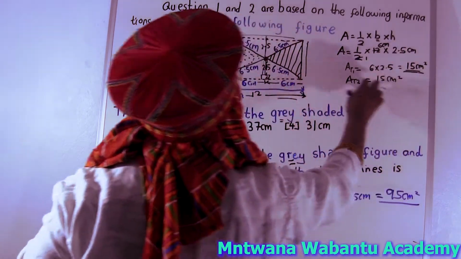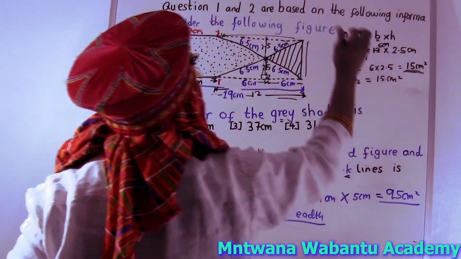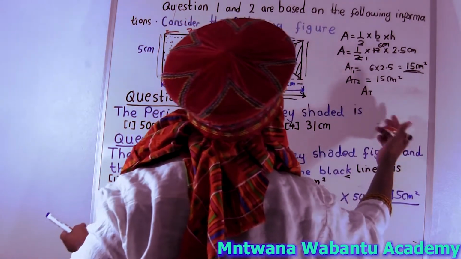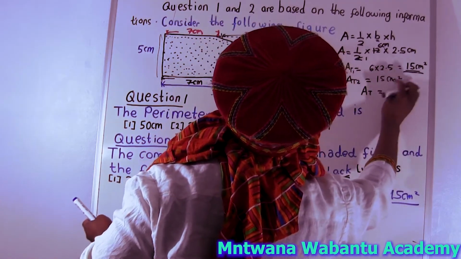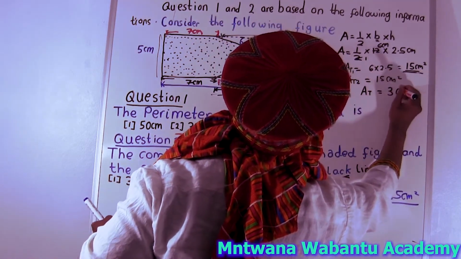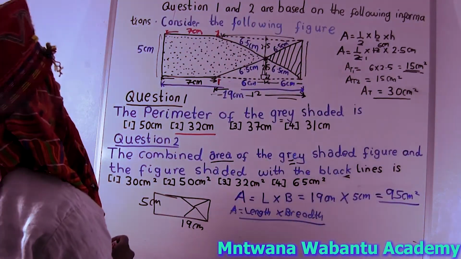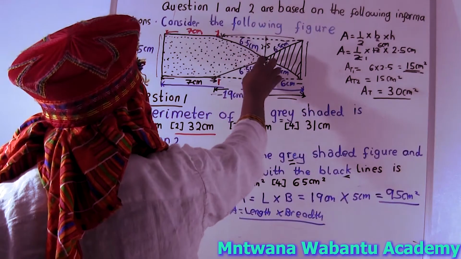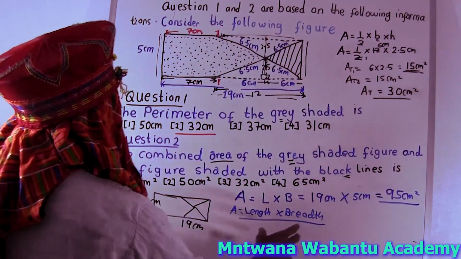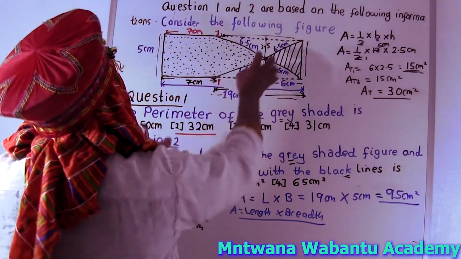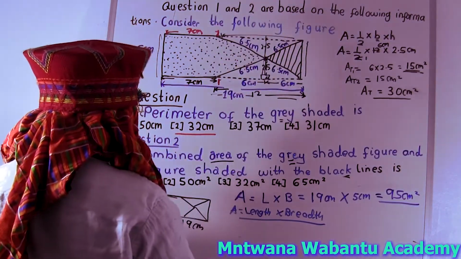So we can add these two. The area of the two triangles together equals 15 plus 15, equal to 30 centimeter square. You know what I'm saying? So now we have this area and this one. So we're going to take the whole rectangle area and then we subtract these two.